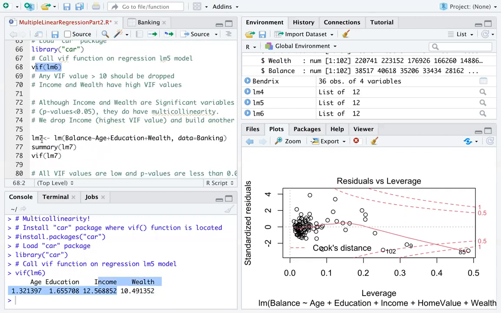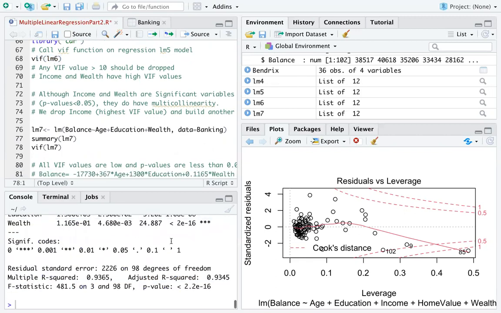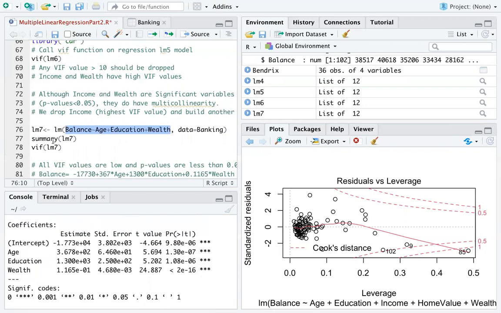And let's see what happens. So we create another regression model, LM7. This time it is going to be only including age, education, and wealth. We drop income. And let's run this. Let's run the summary. Well, my R-squared value went down by 1%, and that's okay because income was having correlation with wealth. And guess what? I mean, with 93% R-squared value, we could still explain a lot in balance by only using less data, and that's a good thing. And then all other p-values are significant, right?